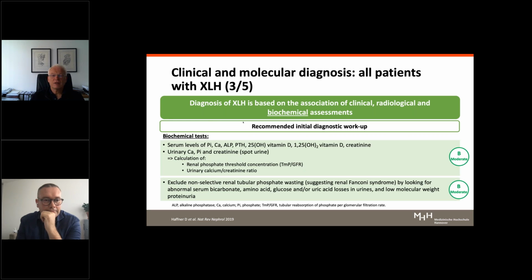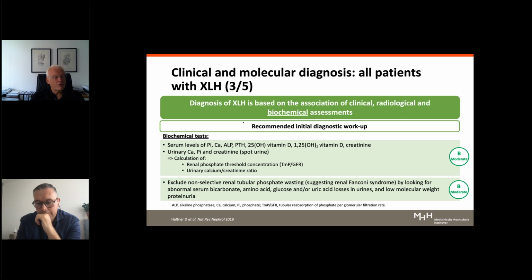And this is not difficult because you need just a few parameters. You need, of course, serum levels of phosphate, calcium, alkaline phosphatase, PTH, and then 25 vitamin D and 1,25 vitamin D, and then of course creatinine to rule out rickets due to severe chronic kidney disease in young children, which may present also with severe rickets.